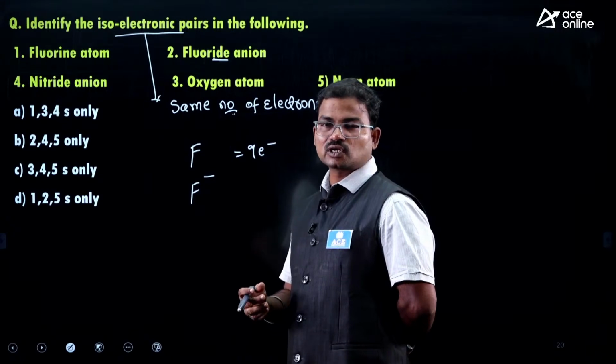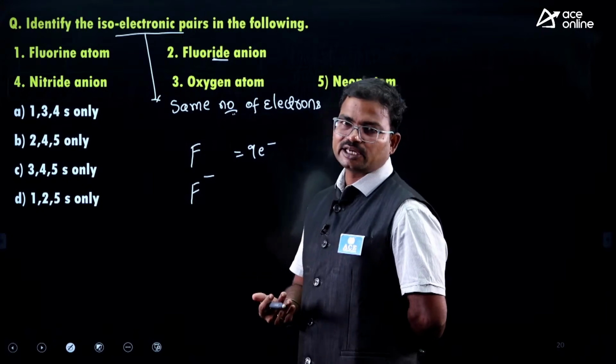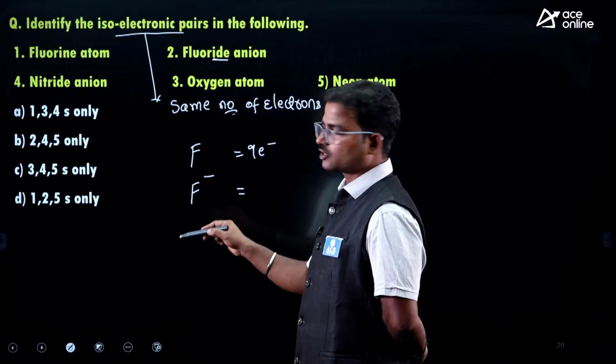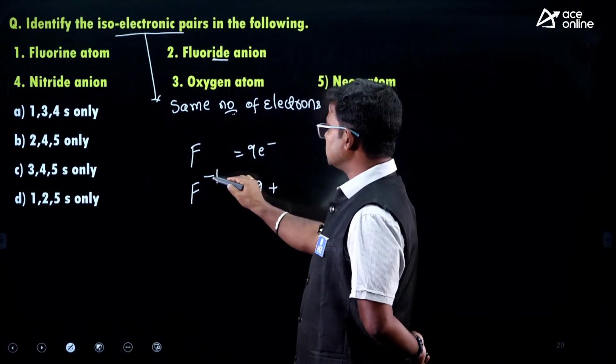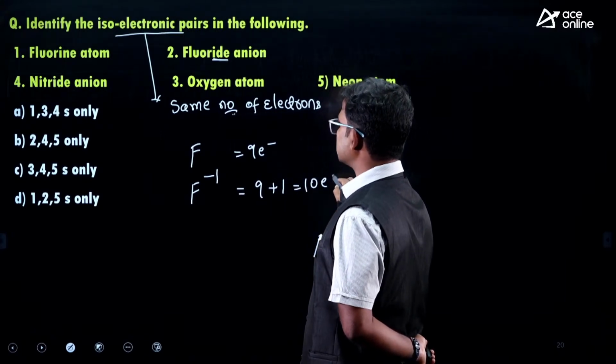Cl is considered as chlorine, Cl minus is considered as chloride. Why? Because it has a negative charge. Negative charge always indicates gain of electrons. How many electrons are gained here? Fluorine has 9, the charge is minus 1, so you add 1 electron. Finally, 10 electrons it has.